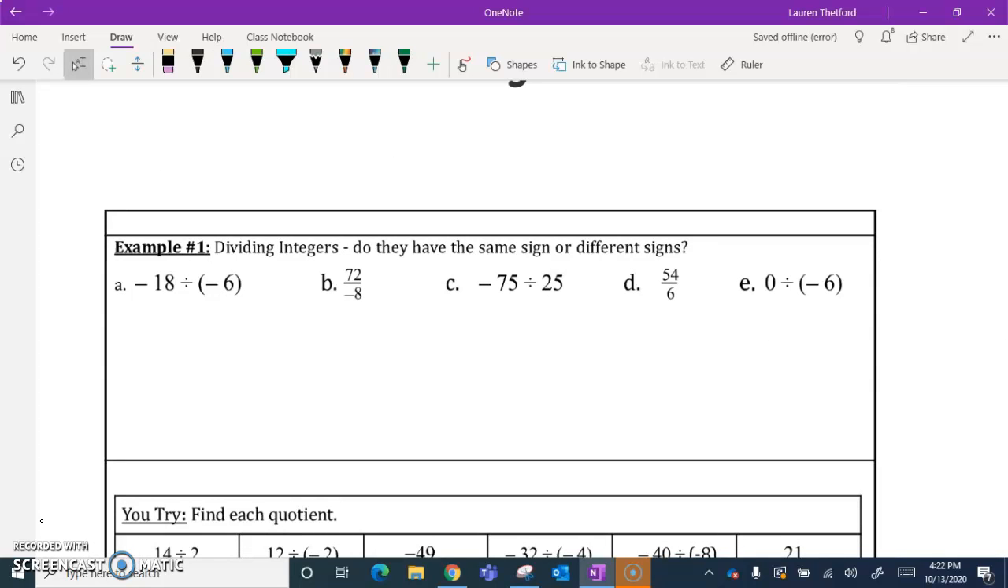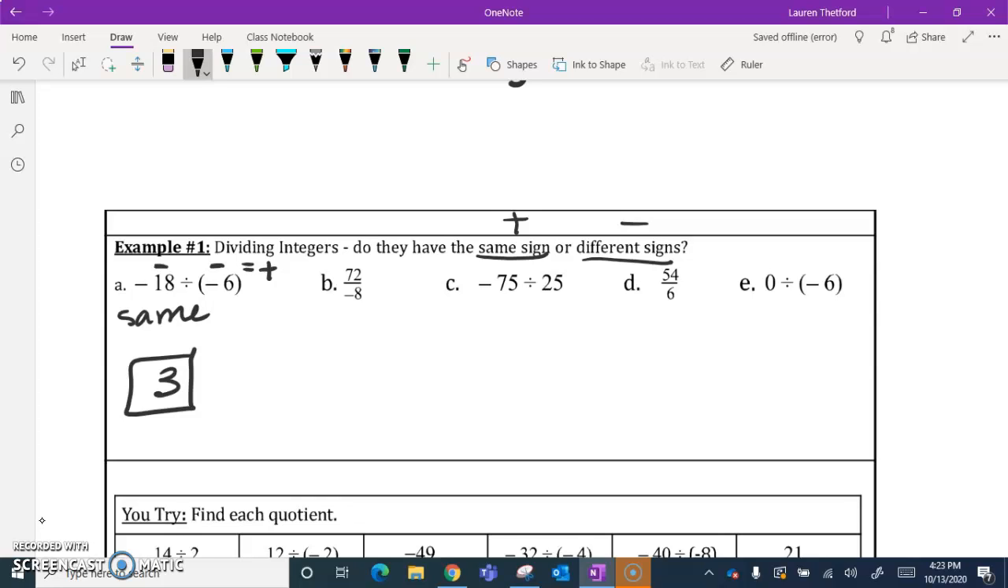All right, so example 1. All you have to do is ask yourself: same sign or different sign? If they're the same sign, your answer is positive. If they're different signs, your answer is negative. So we have a positive and a positive. These are the same signs. 18 divided by 6 is 3. And my answer is positive because I had two positive integers. Or sorry, these are two negative integers, but they're the same sign, so it gives me a positive.